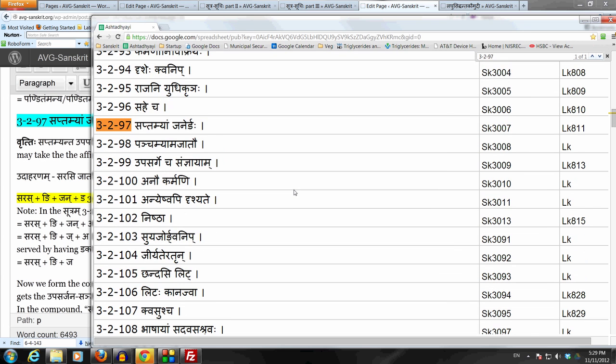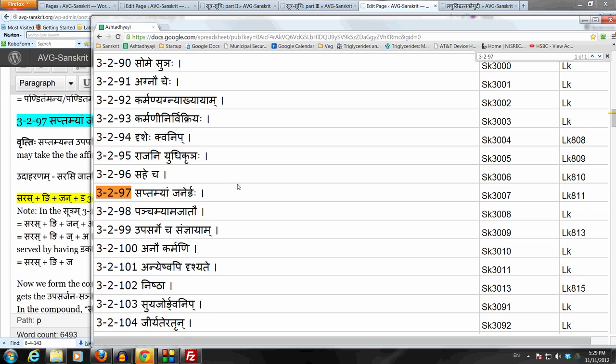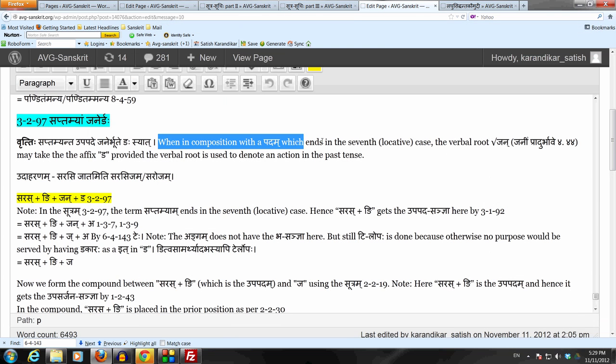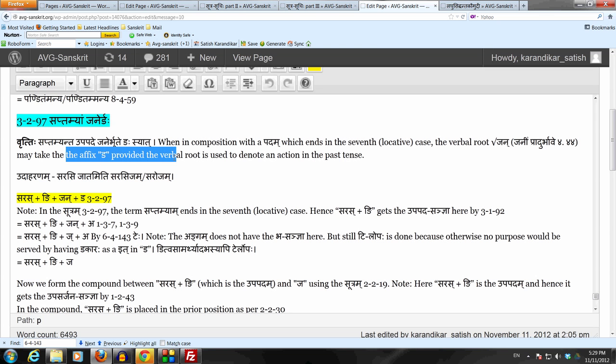It's a very straightforward sutram. It means that saptamyante upapade, when there is an upapadam which ends in a saptami vibhakti, then bhute, in the past tense, janeh, following the verbal root jani pradurbhave, dasyat, the affix da may be used. Now janeh is panchami ekvachanam of jani.